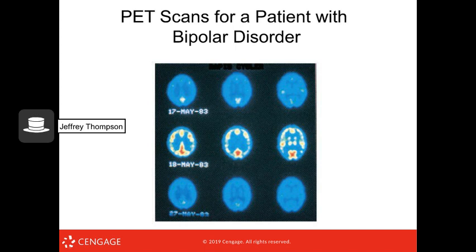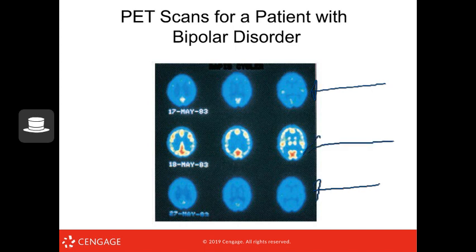So here are some PET scans for a patient with bipolar 2. These are the depressed states. This is a hypomanic state. So you can see that during the depressed states, there wasn't as much brain activity. That's less than what you would normally see in the brain. But during the hypomanic state, the brain is burning through that glucose, right? There's a lot of activation in the brain.